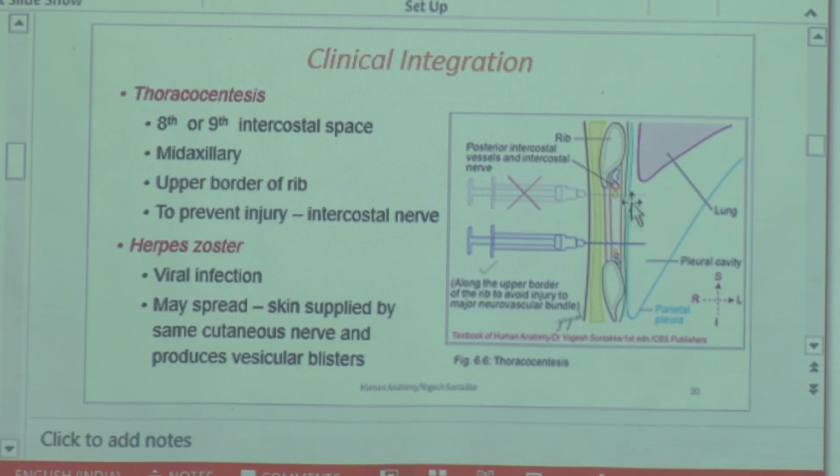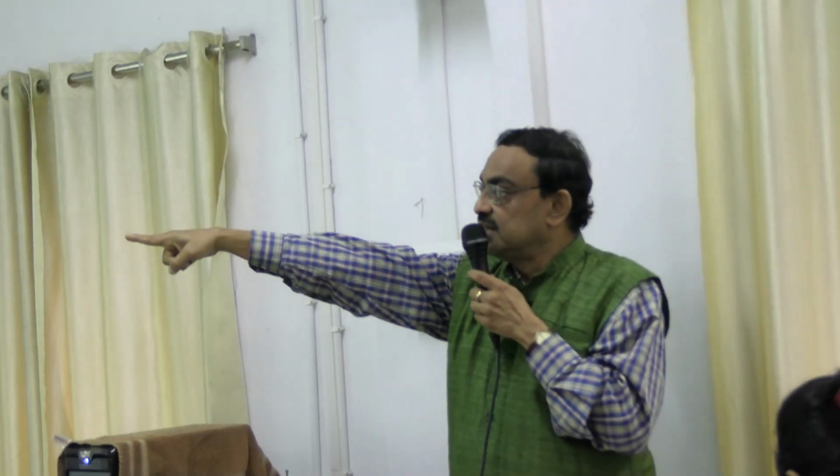Okay. So, the direction is upwards, medially. Actually, we can see this is the lung and this is the pleura. The blue one is the pleura, the lower limit of the lung and lower limit of the pleura. Why is this syringe inserted in the pleural cavity?